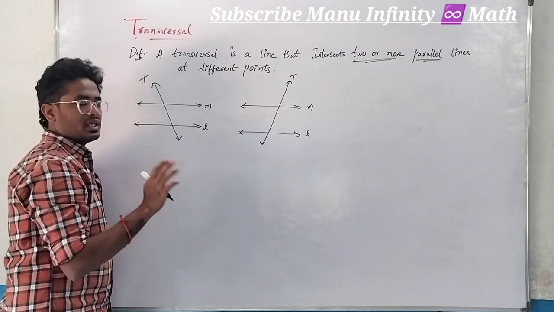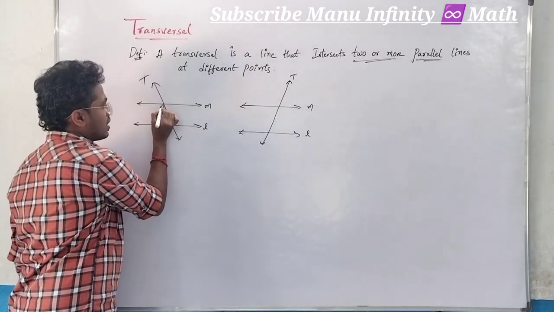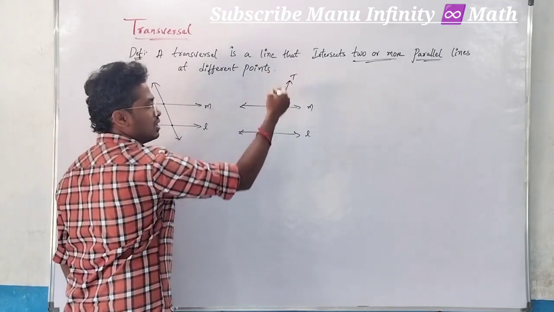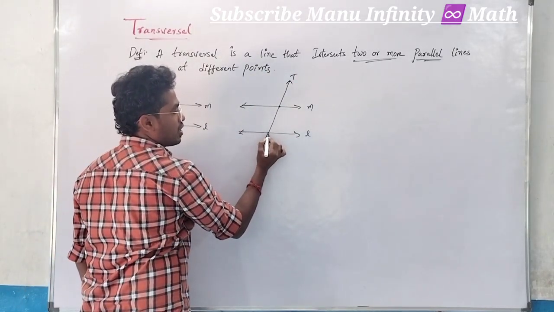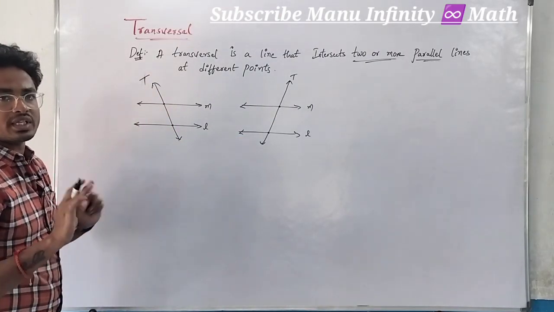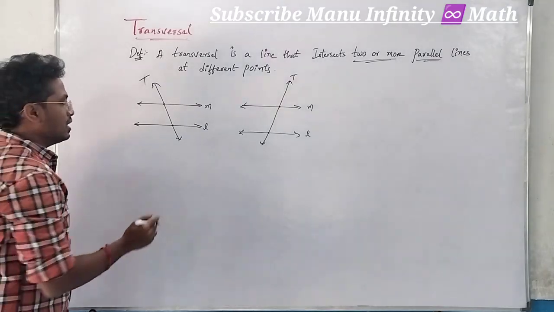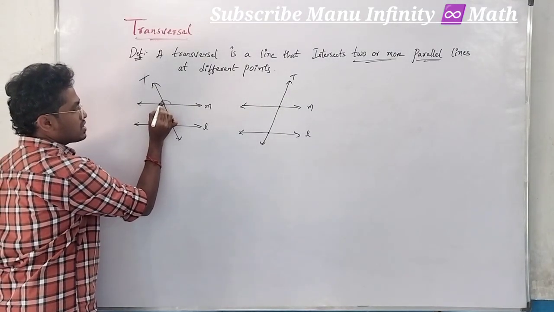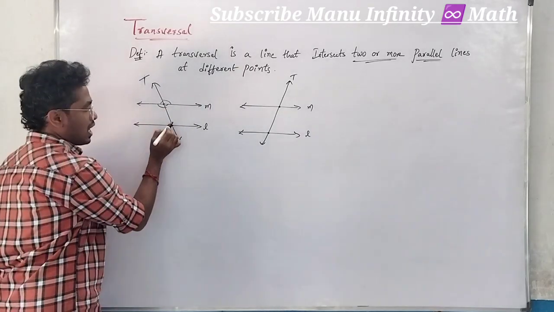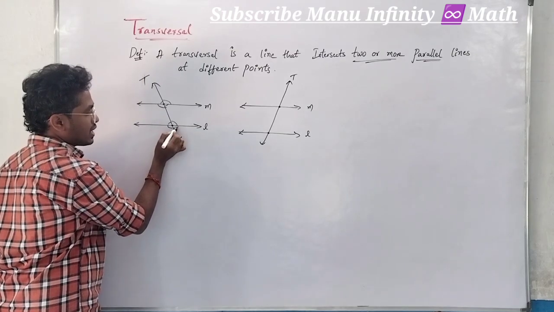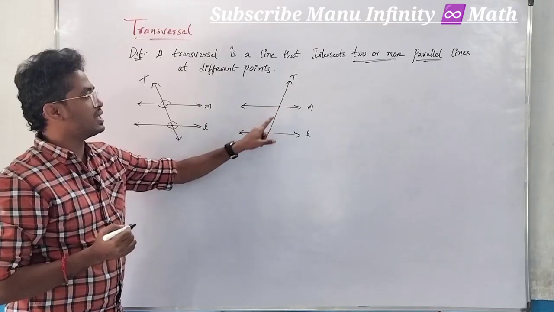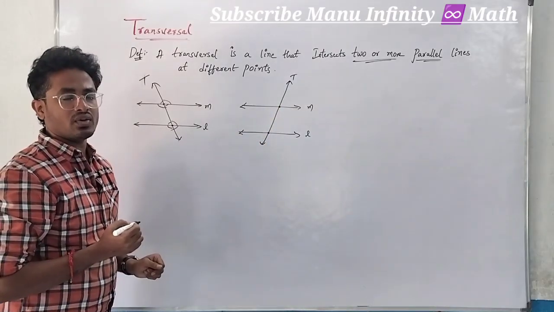Here we have to observe one thing. This line intersects line M at this point and line L at this point. Here also this line intersects M at this point and L at this point. It intersects the two parallel lines at two distinct points. Now how many angles will we get? 4 angles at this point, and 4 angles at this point also. Same here as well.